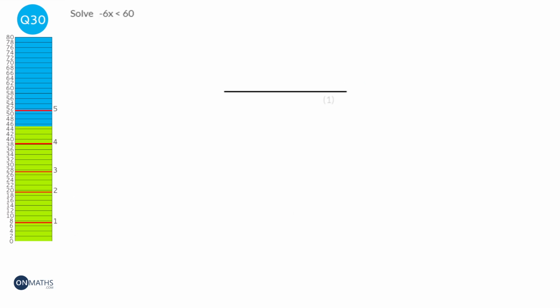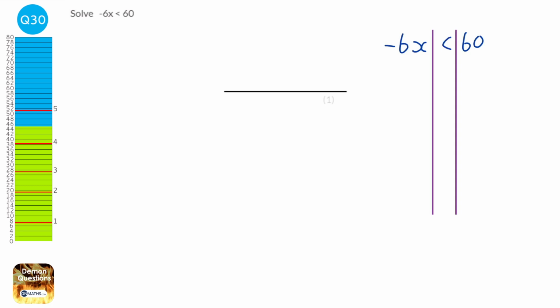Okay, so we're going to start by writing this out a little bit bigger, to give us a bit more space. So it's minus 6x is less than 60. And we're going to do our tram lines down. And we're going to start by dividing both sides by minus 6, because that's what this is doing. It's timesing the x by minus 6. So I'm going to divide both sides by minus 6. So that gets rid of the minus 6 on the left-hand side.